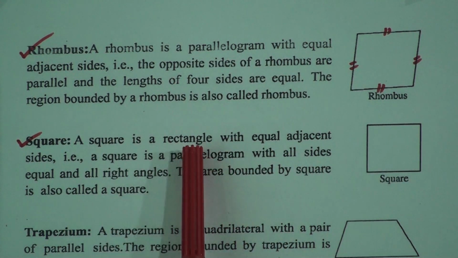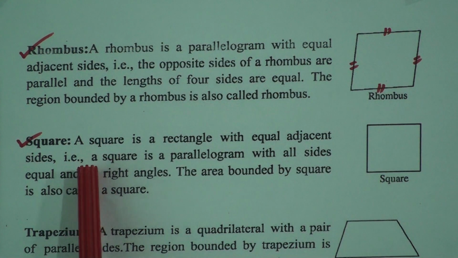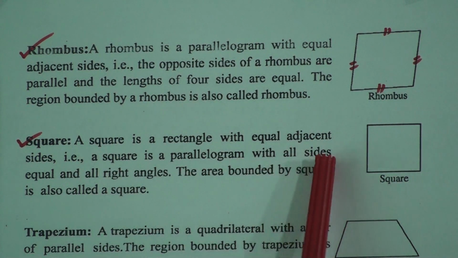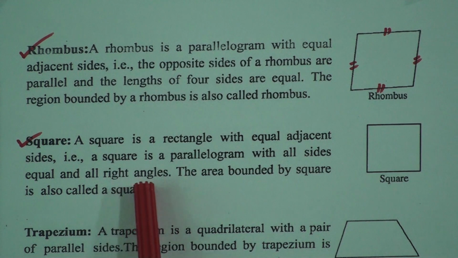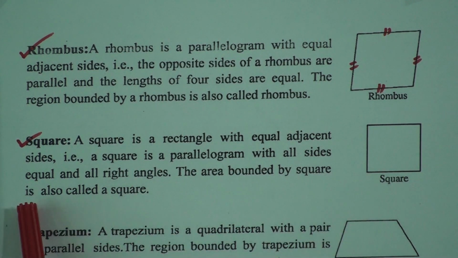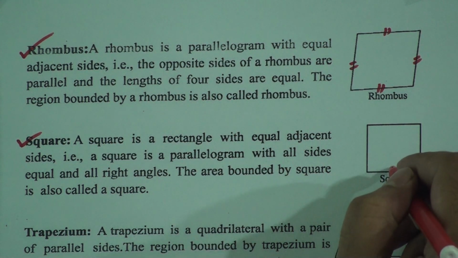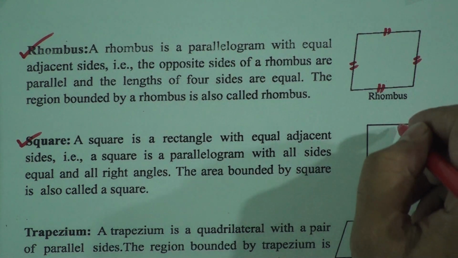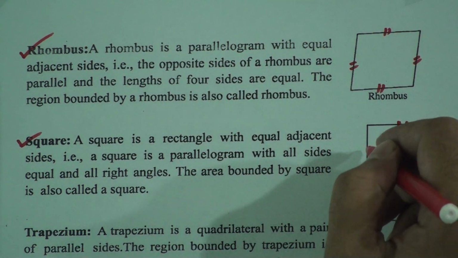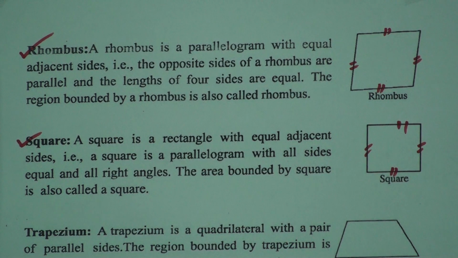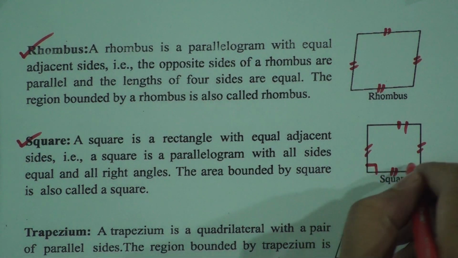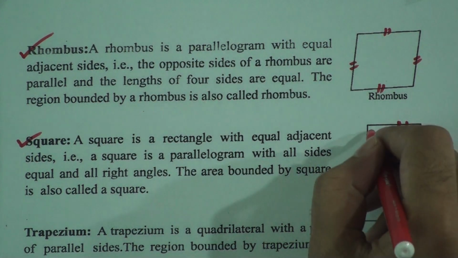A square is a rectangle with equal adjacent sides. That is, a square is a parallelogram with all sides equal and all right angles. The area bounded by a square is called a square. It means that if we consider a rectangle whose adjacent sides are equal, these sides are adjacent, so these are equal, and these are adjacent, so these are also equal. It means that all the four sides are mutually equal and all the angles must be right angle of a square.